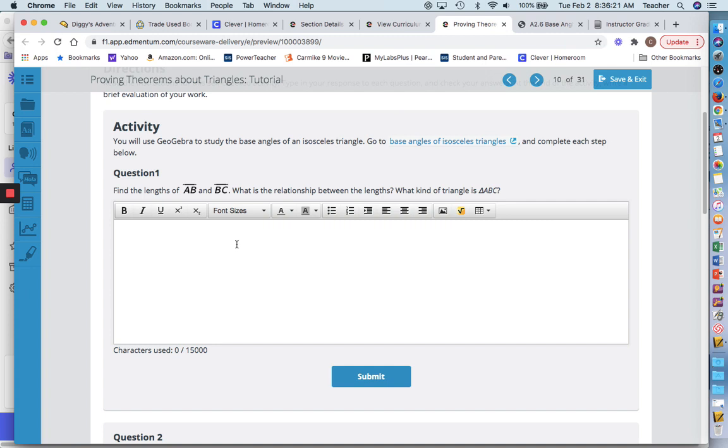All right, so AB 4.47, BC 4.47. They are equal sides of an isosceles triangle.